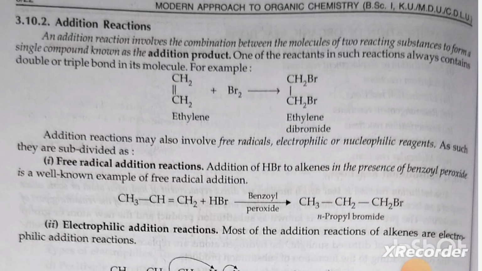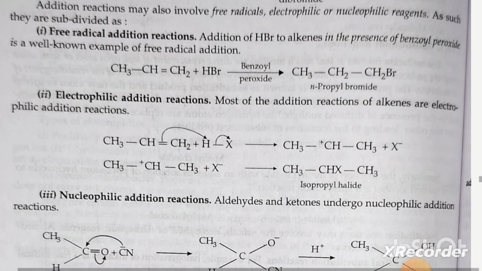Second, electrophilic addition reaction. Most of the addition reactions of alkenes are electrophilic addition reactions. CH3–CH=CH2 plus HX gives rise to CH3–CH positive–CH3 plus X negative. CH3–CH positive–CH3 plus X negative gives rise to isopropyl halide.